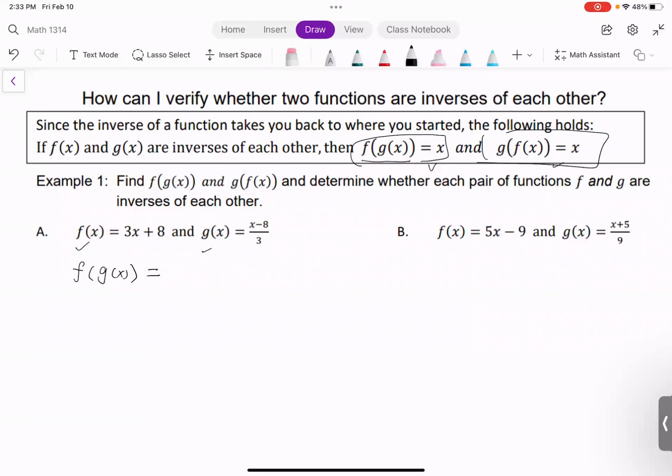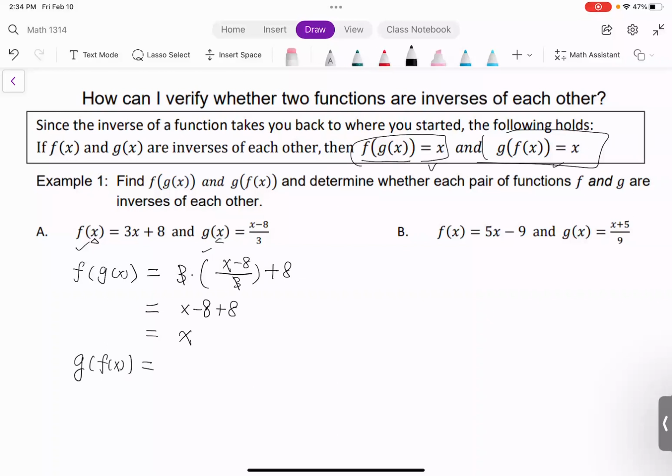So let's see. The x inside the f part needs to be replaced by g of x. So 3 times, when I see the x, now that is g of x, x minus 8 over 3, plus 8. Let's simplify the expression. The 3 cancels. x minus 8 plus 8. So this is x, yes, but I still need to prove another combination function, that's g of f of x.